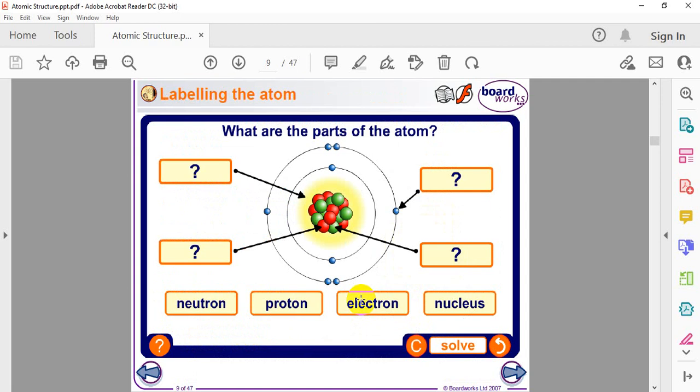What are the parts of the atom? Yes. So let's label the parts. This is an electron. This is the nucleus, the yellow part, containing the neutrons and the protons. Then we have the green being the neutron, then the red ball being the proton.